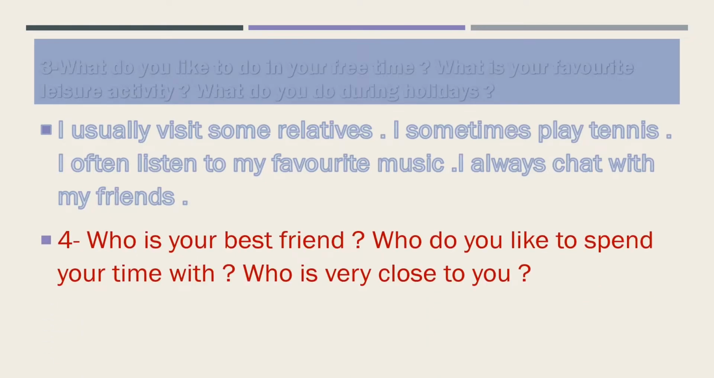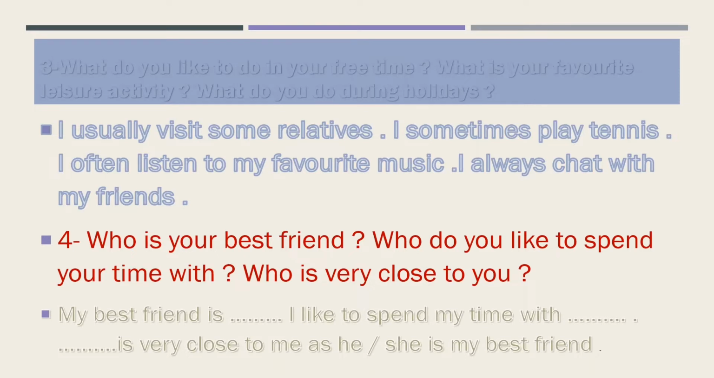Number four, who is your best friend? Or we can say, who do you like to spend your time with? Or we can say, who is very close to you? Your best friend, or someone you like to spend your time with, or very close to you, you love most. I can say, for example, my best friend is, and I give the name. Or another answer, I like to spend my time with, then I give the name. Or I give a name and then say is very close to me as he or she is my best friend. These are different answers to the same question, different questions to the same answer.